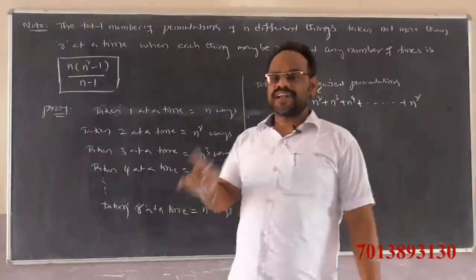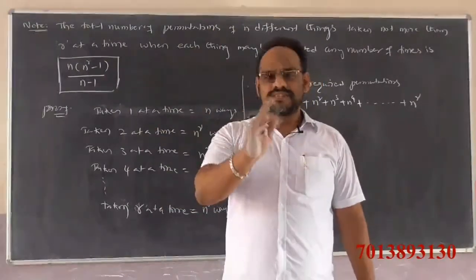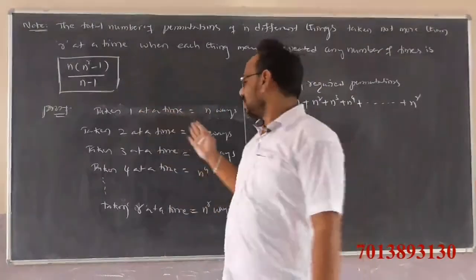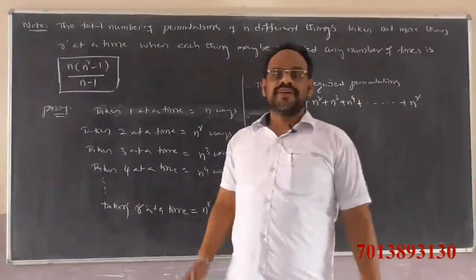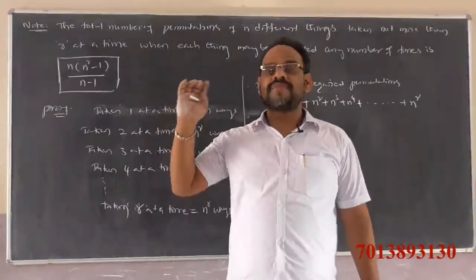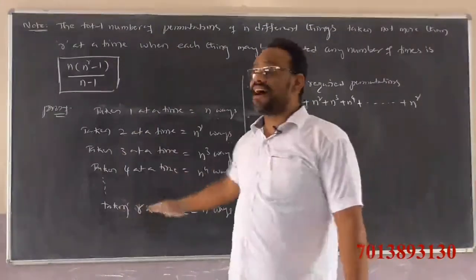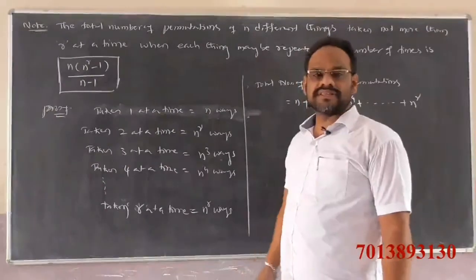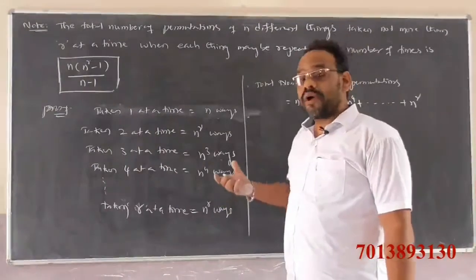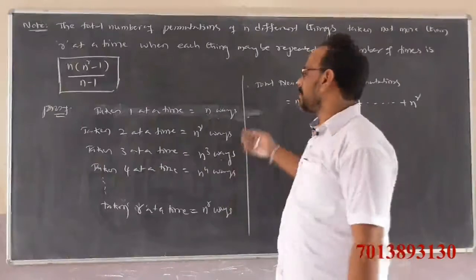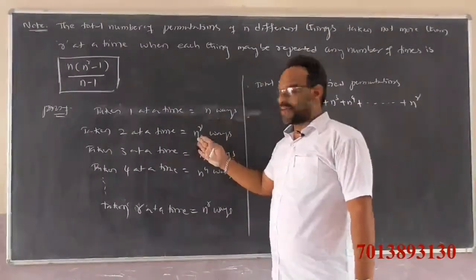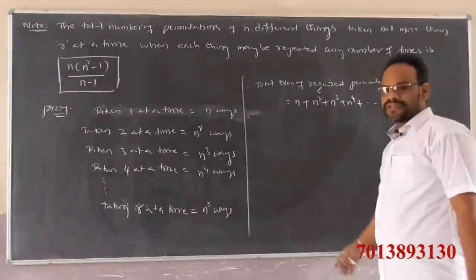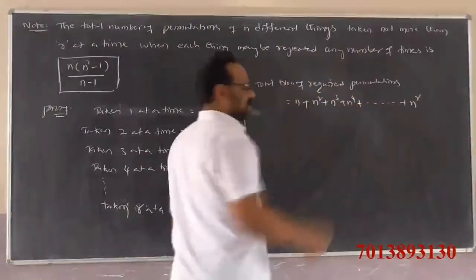Taken 3 at a time, that means if you take 3 boxes, first box n ways, second box n ways, third box also n ways. So n into n into n, n cube. Taken 4 at a time, n into n into n into n, that is n power 4 ways. And so on, taken r at a time is nothing but, as we already know, n power r ways. We want the total number of permutations. The total number of permutations is n plus n square plus n cube plus n power 4 plus and so on up to n power r. Observe here clearly.